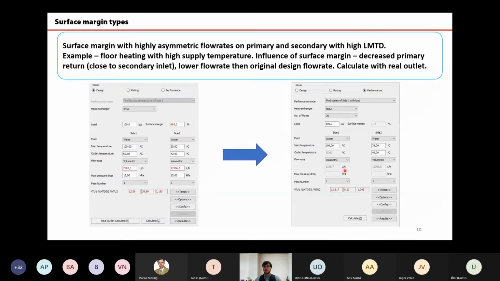So what that means is I need to select my control valve for this heat exchanger using this flow rate, not the one from design conditions. No, because it doesn't consider the fact that you have surface margin. You need to make a simulation, get this real flow rate, and that is your flow rate for valve selection.